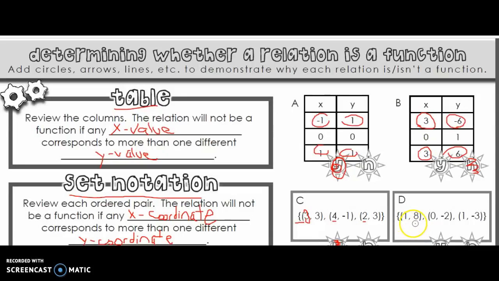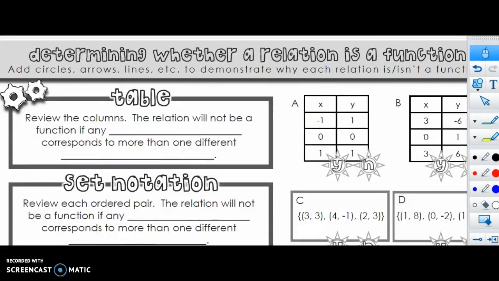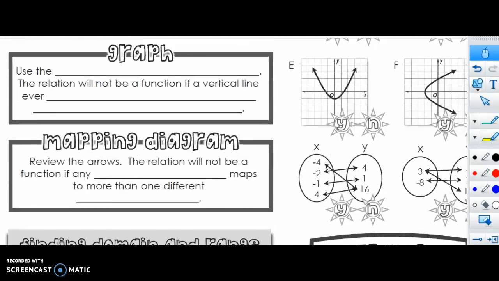Now notice this. If I put a 1 in, I get an 8. But this time over here, if I put a 1 in, I get a -3. That's not okay. You can't get two different answers for the same thing you put in. So that's not a function. Please color that in. If you need to pause the video, please do so now because I'm going to clear the screen as I scroll down. It's tricky. Okay, now we're going to talk about graphs.